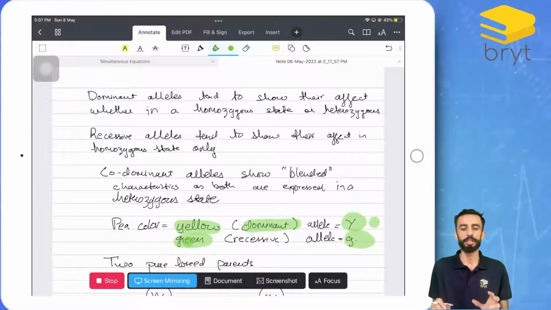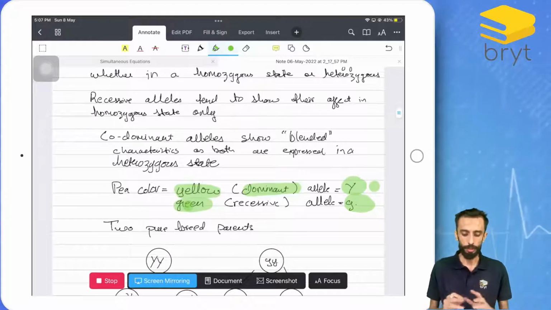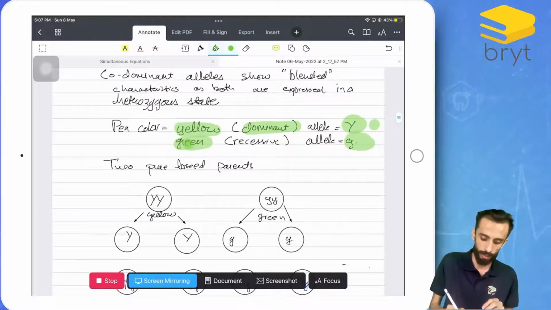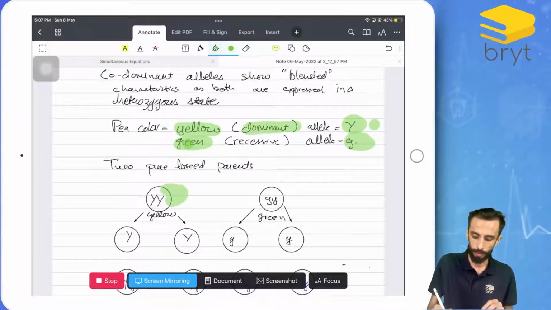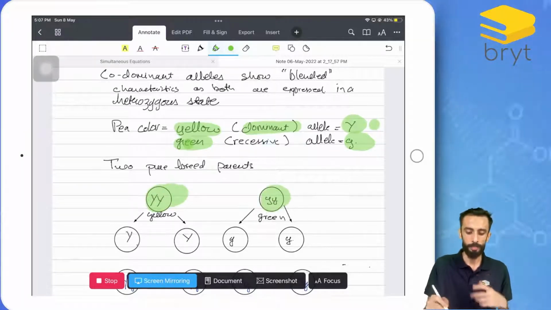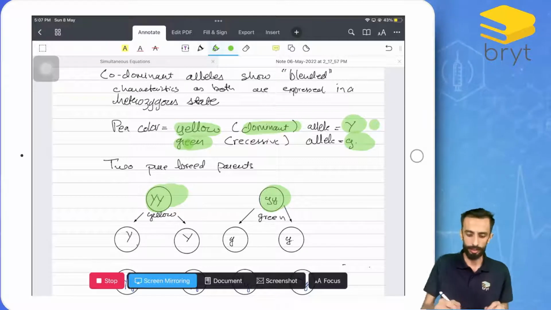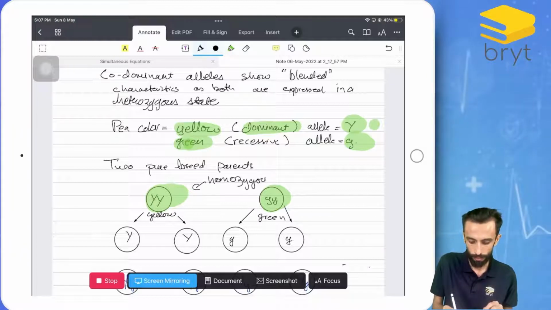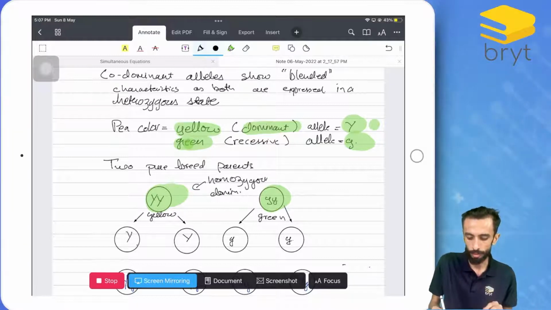So what I've taken here are two purebred parents, or two parents that are homozygous for each allele. This parent will have a yellow pea color and this parent will have a green pea color, and they are homozygous. This is what I will call homozygous dominant, and this is what I will call homozygous recessive.